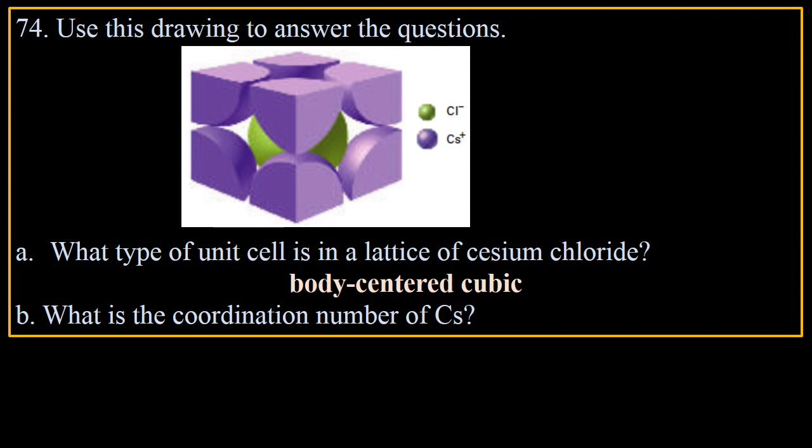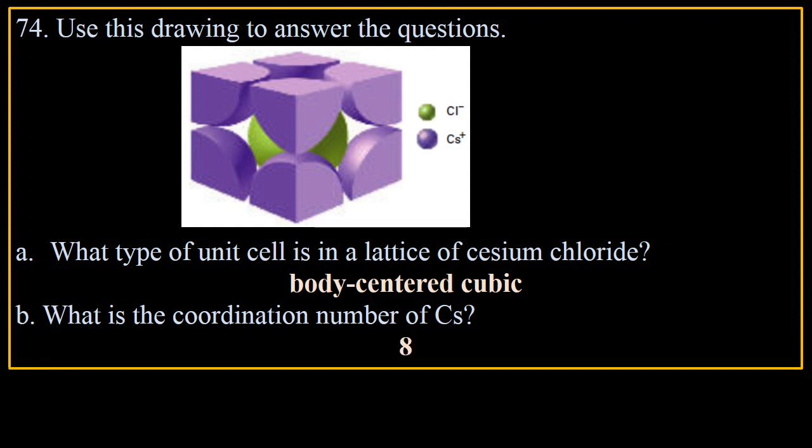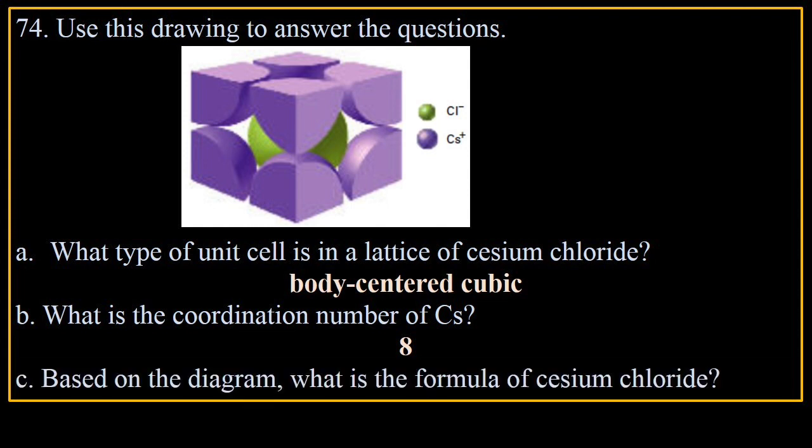What is the coordination number of cesium? Well, it says right there. You tell me, what is the coordination number of cesium? It's 8. And why is it 8? 1, 2, 3, 4, 5, 6, 7, 8. Well, because it's going to be with 8 cesiums. You see, the chlorine is the body center.